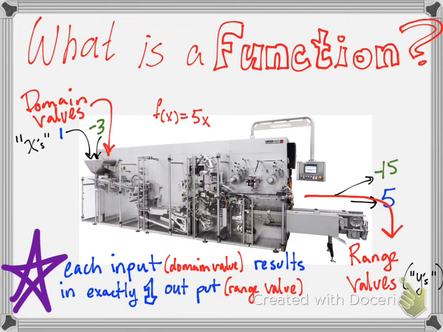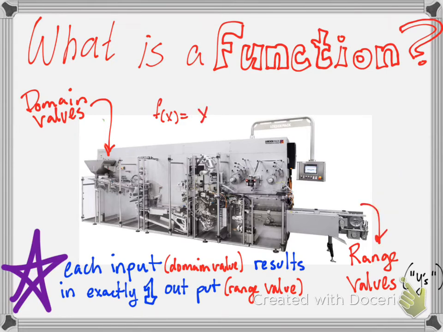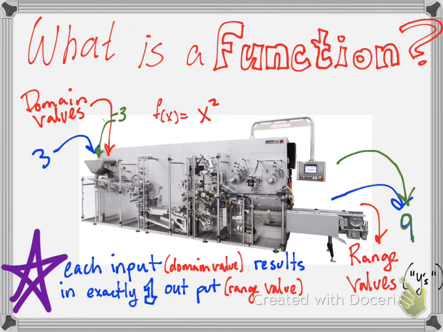All right, so now let's change our function. Let's go to f of x equals x squared. Plug in a 3, the output is a 9. Plug in a -3, the output is again a 9. That's still a function because when I plug in the 3, there's only one answer I can possibly get, it's a 9. When I plug in the -3, there's only one answer I can possibly get, and that is a 9. It's okay that I get the same answer twice.